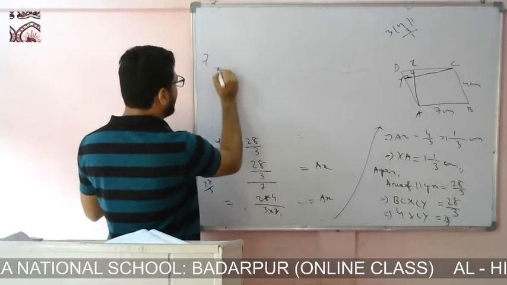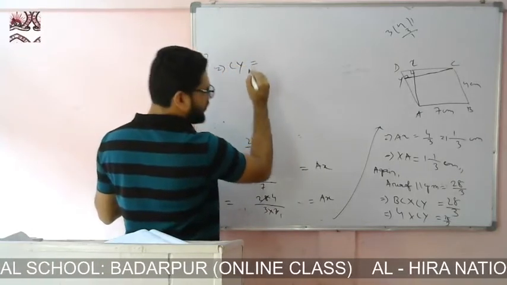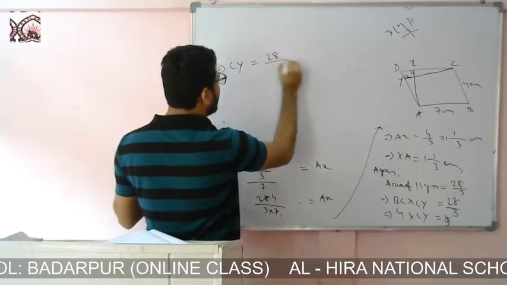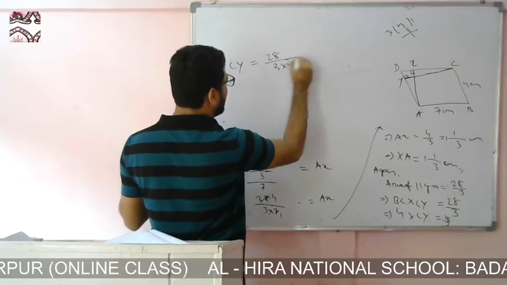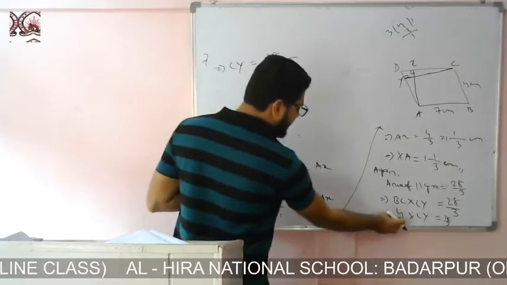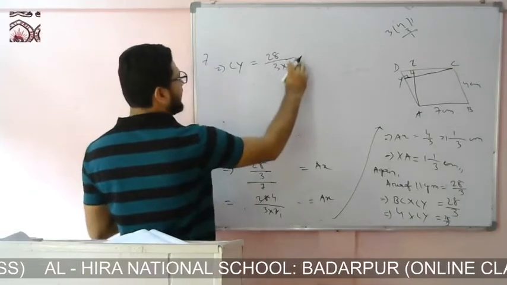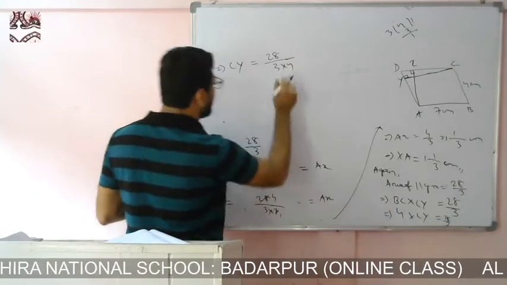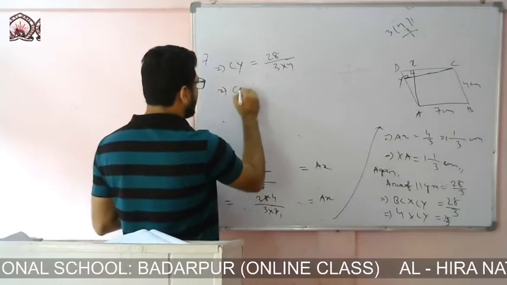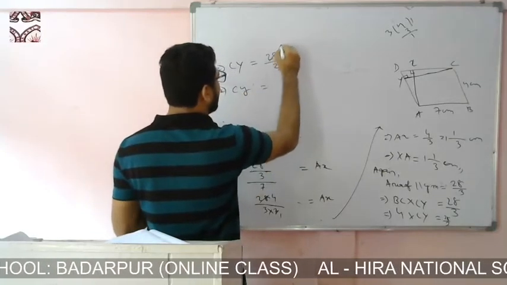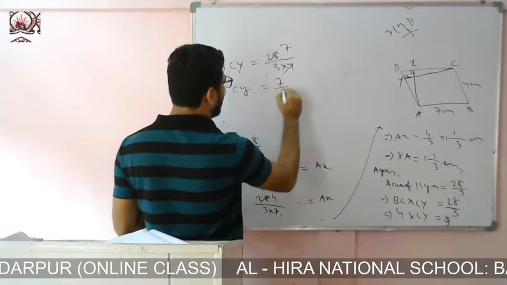So you can write CY equals to 28 by 3 into 4. Here it is division, and if I take it across, it becomes multiplication, so on the right side it will become division. So CY equals to, if I cancel, then 7 by 3.